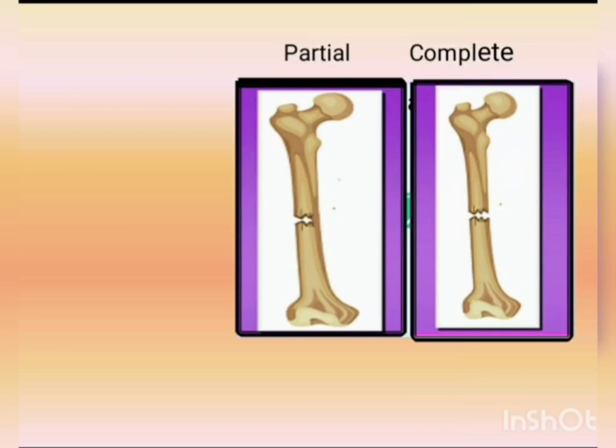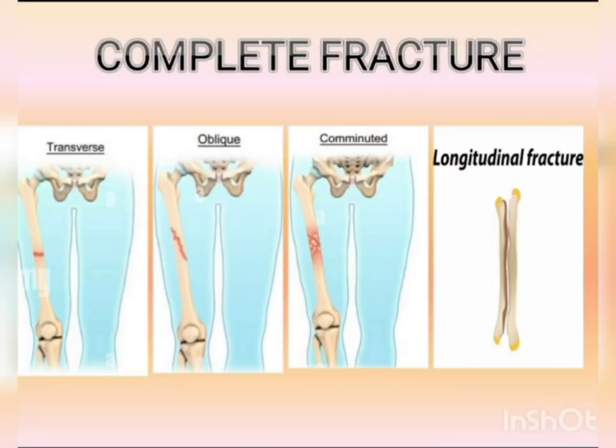Fractures can also be partial or complete, which is exactly what it sounds like. A partial fracture is an incomplete break, while a complete fracture means the bone is separated into two pieces. A partial fracture is less serious and typically you will just need a splint or a cast. Complete fractures can be further classified according to the position of the breakage as transverse, oblique, comminuted or longitudinal.